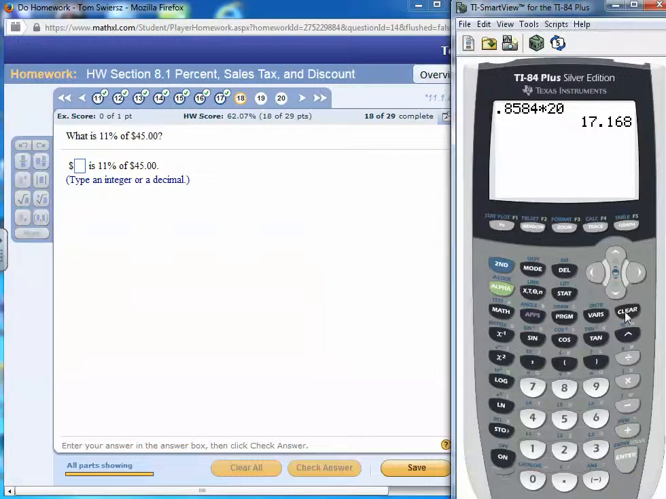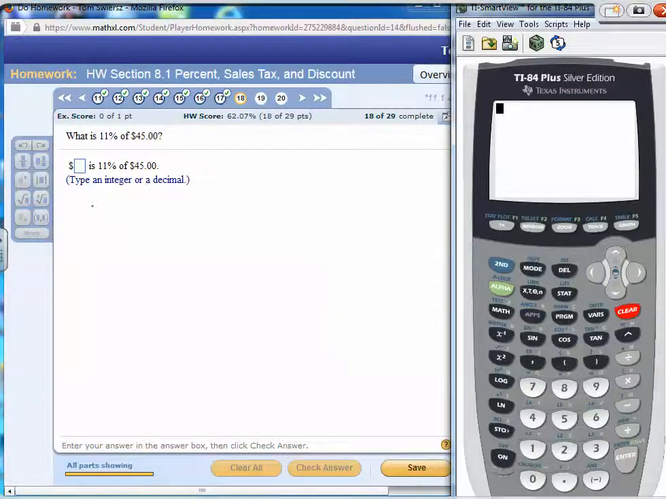Number 18. How much money is 11% of $45? We're missing the amount. So A, how much, equals 11%. Turn the percent into a decimal by moving it over 2 places. Of means multiply, of $45. So 0.11 times 45.